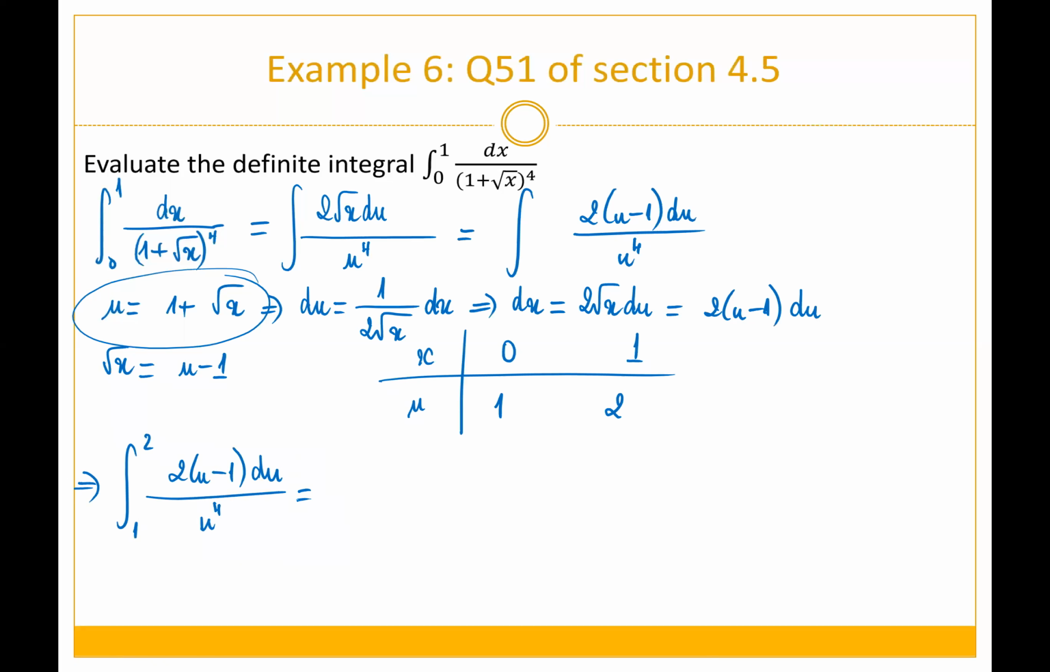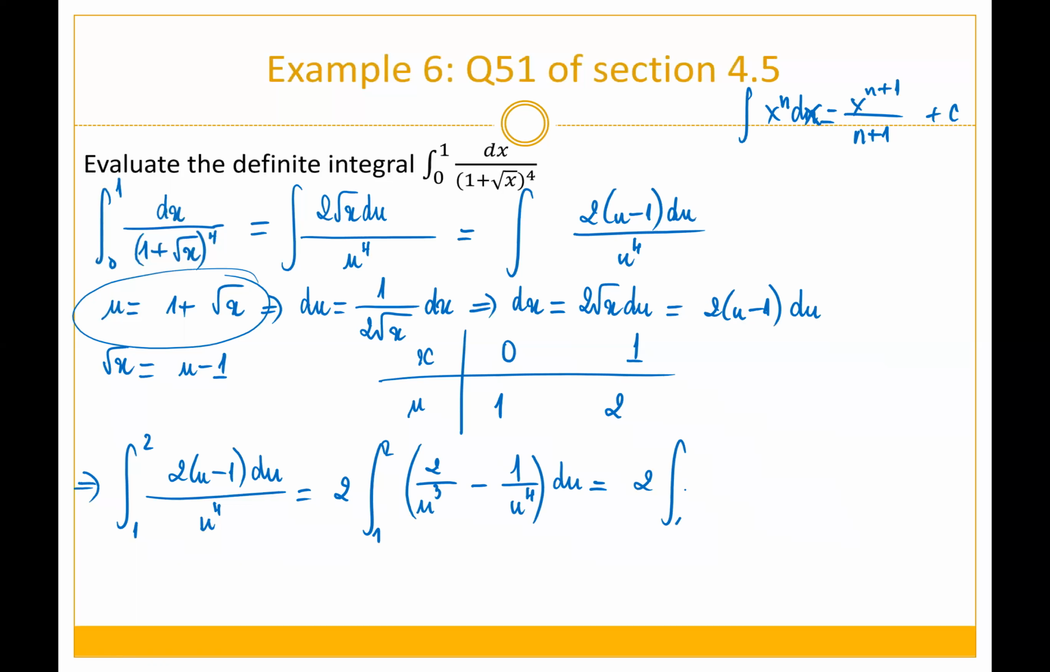And now we can separate the fraction again to make it easier to use the integral of x to the m equals x to the m plus 1 over m plus 1, plus c. So we have the integral from 1 to 2 of 2 over u cubed minus 1 over u fourth du. Or you can rewrite this as the integral from 1 to 2 of 2u to the negative 3 minus u to the negative 4 du.